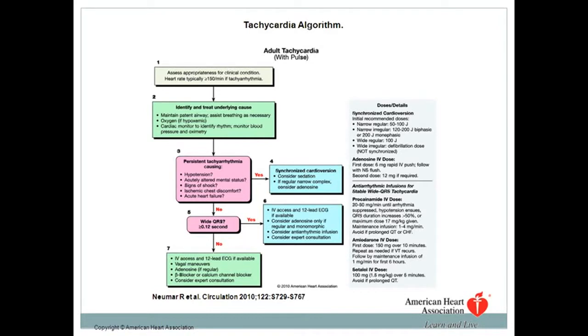Then, identify the underlying cause. Persistent tachyarrhythmia. Okay? Is it stable or unstable? If it's unstable, you're going to shock them. If it's stable, then you're going to think about it. Okay? And you're going to try to make your diagnosis.